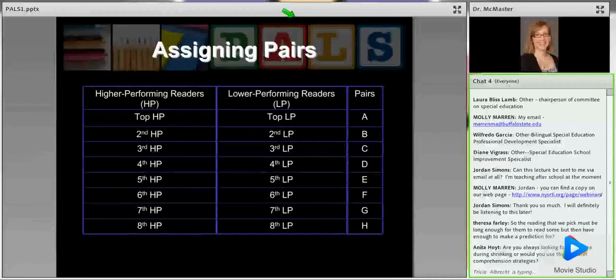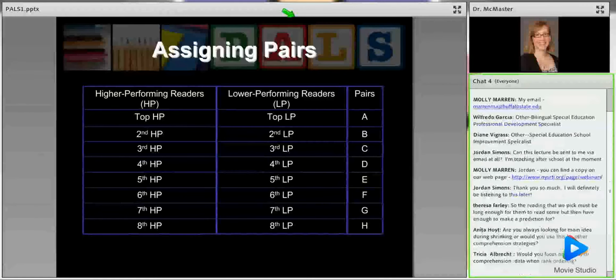And you can make adjustments to that. So if you make your rank ordered list based on data and you have some sort of professional insight about certain kids, you can certainly make adjustments. There's not really a hard and fast science to this, but we just want a general idea of our stronger readers down to our weaker readers.